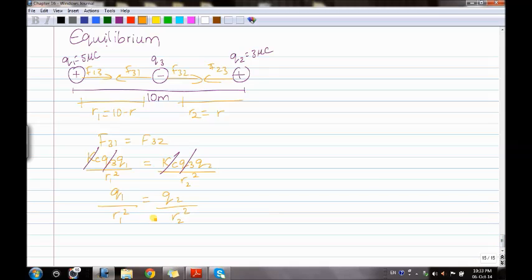Okay, so now the Q1 would be converted to 5 times 10 to the power of negative 6 coulomb, and this would be converted to 3 times 10 to the power of negative 6 coulomb. So here the Q1, which is 5 times 10 to the power of negative 6 radical, over the 10 minus R squared equals the Q2, which is 3 times 10 to the power of negative 6 radical, over the R2 squared. Sorry, R2 squared.